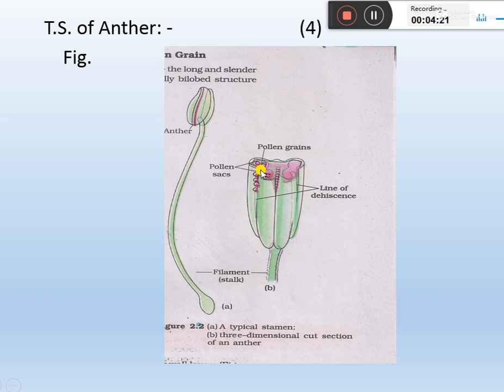Each microsporangium contains the pollen grains. These microsporangia have a line of dehiscence through which they burst out to release the pollen grains in the niche.